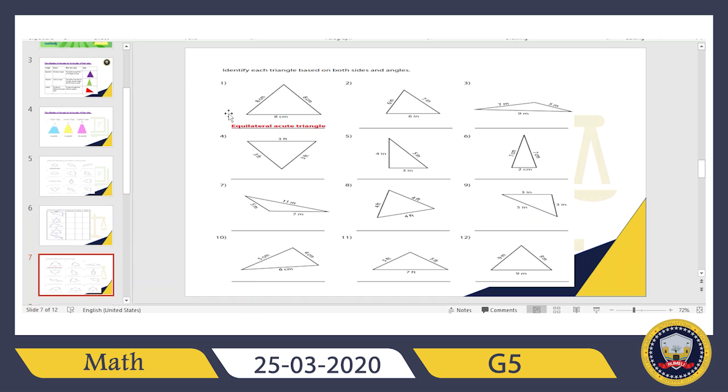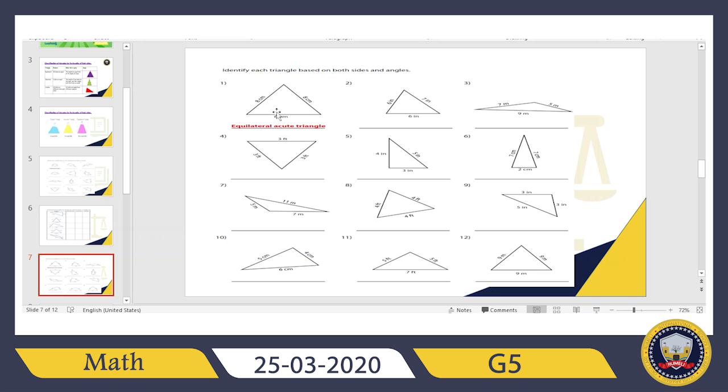Okay, here we identify each triangle based on both sides and angles. Regardless of the angle, now we're going to just focus on the sides. We're going to name the triangle based on the side length. Here is an example and it's already solved.